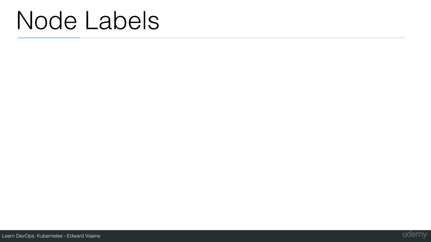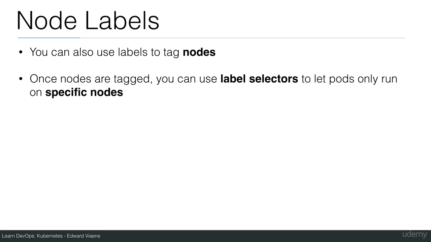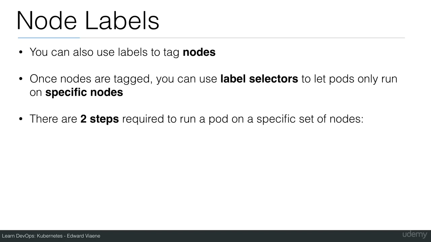In earlier lectures, I have been using node labels for the services. The services had a label selector to select the correct pod that the service was going to be for. You can also use labels to tag nodes. Once nodes are tagged, you can use the label selector to let pods only run on specific nodes.